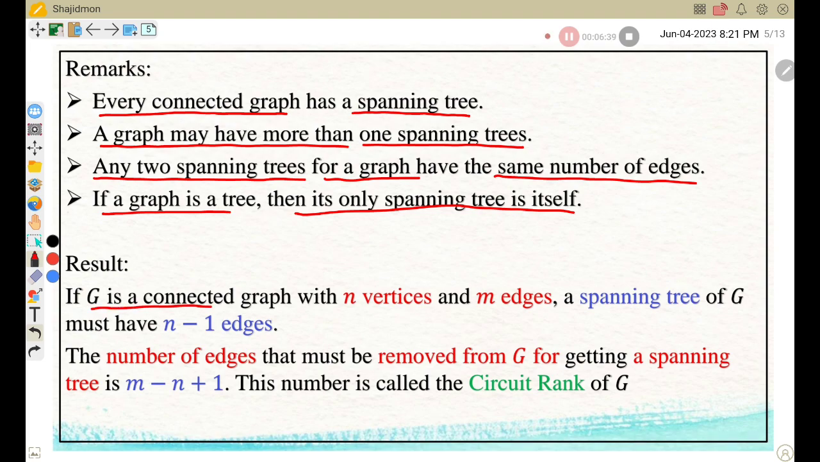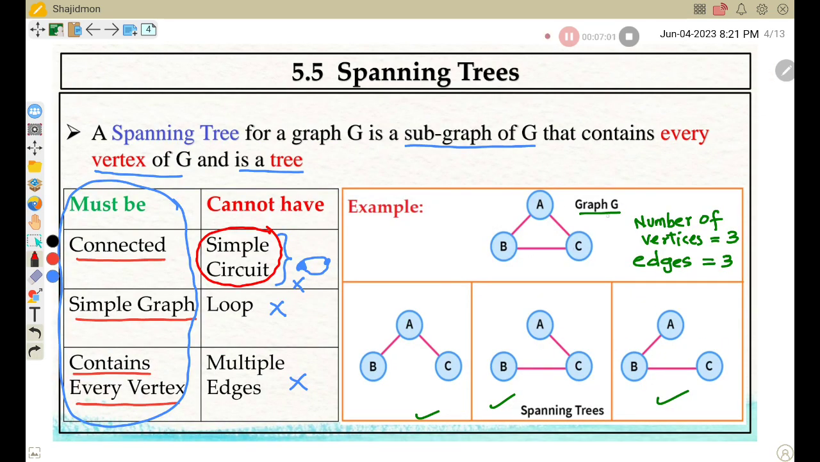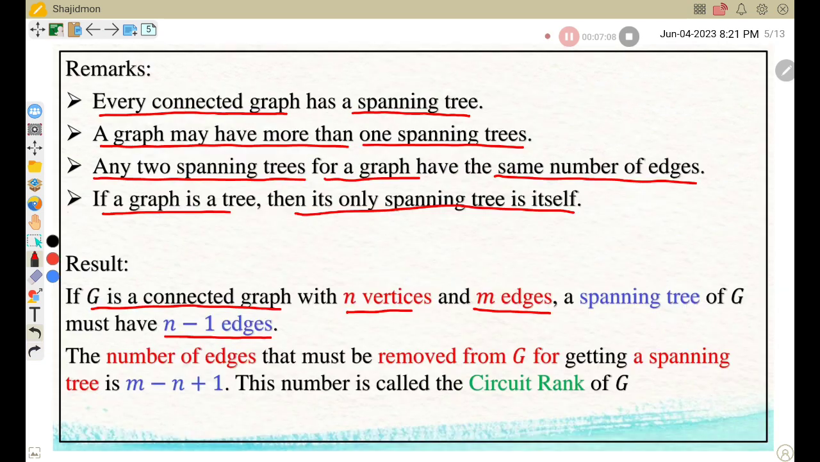If G is a connected graph with n vertices and m edges, then a spanning tree of G must have n minus 1 edges. If a graph has n vertices and m edges, the spanning tree has only n minus 1 edges. n means number of vertices. For example, this graph you can see. How many vertices are there? Number of vertices equal to 3, correct? So in a spanning tree, how many edges will be there? That is what this rule is telling. So a spanning tree must have n minus 1 edges.